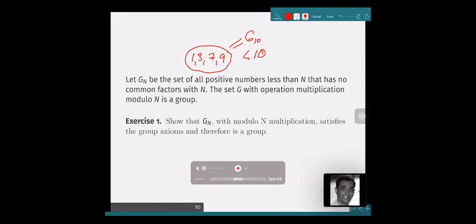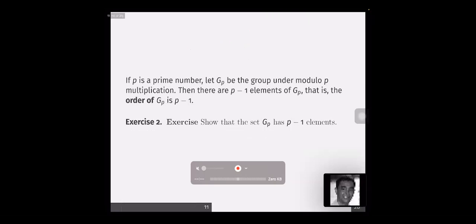There's an exercise here which says to show that it is a group. We're not going to show that, let's just take it by faith. It's not actually hard, but it will take more time. So let's save this and go to the next page.